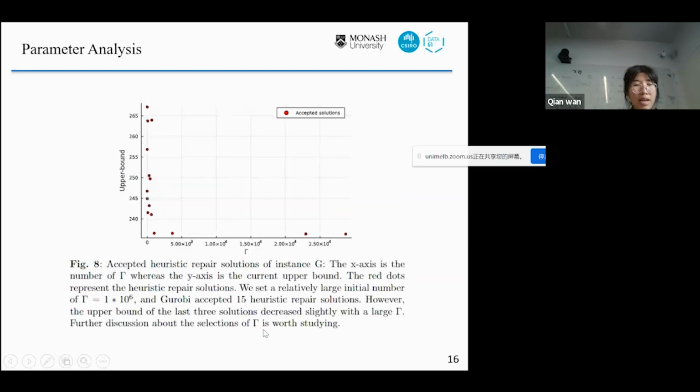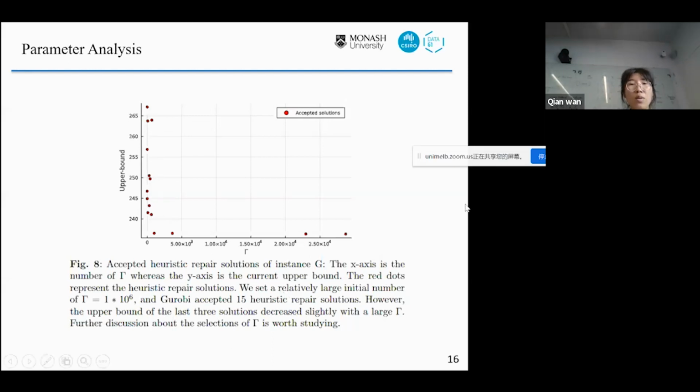And then we also did the parameter analysis. The parameter tau comes from the heuristic repair techniques and represents the number of times the heuristic will be run without improvements before abandoning any other attempts to run the repair techniques.